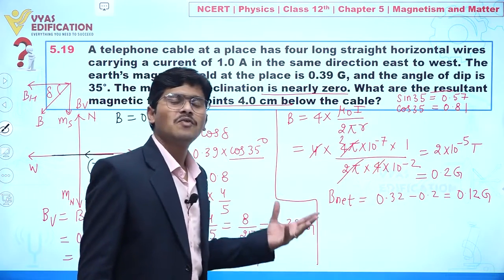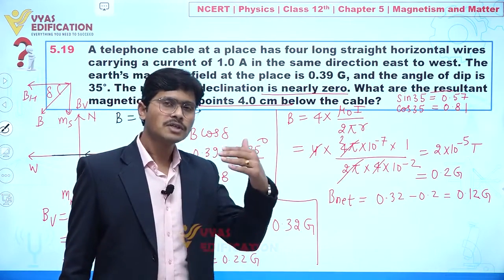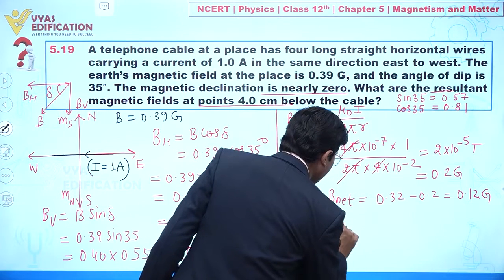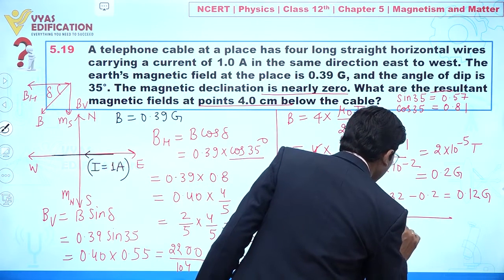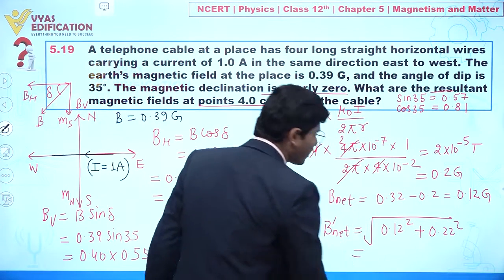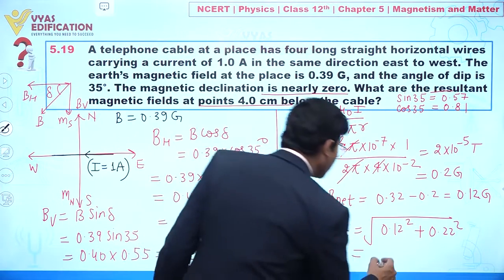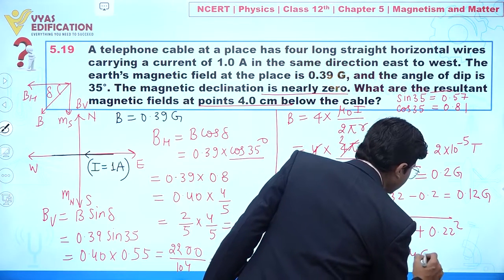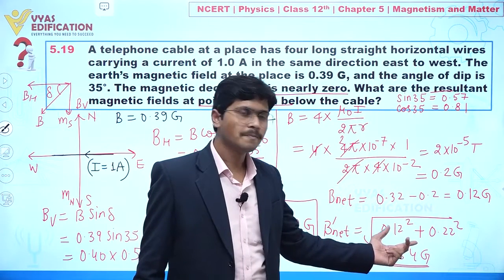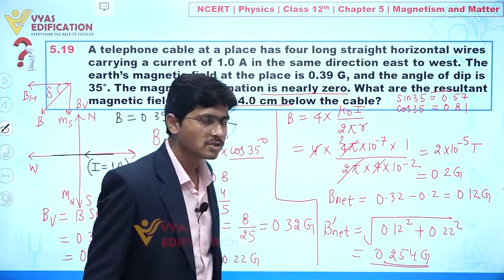Clear? So now what is the net magnetic field at a point 4 centimeter below these four wires? This is given by the final B dash, which is the square root of 0.12 squared plus 0.22 squared. Clear? So you can calculate it and definitely get your answer. Near about you will get 0.254 Gauss, near about. Clear? So definitely this is 0.144, clear, and this is 0.484, yes or no?